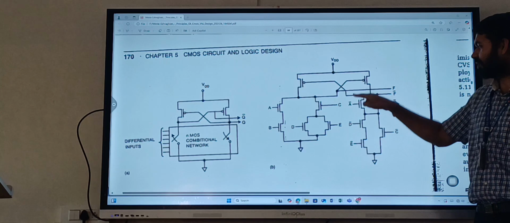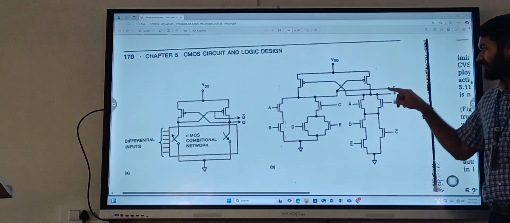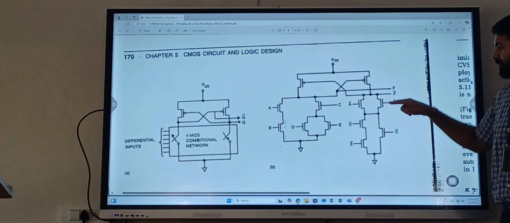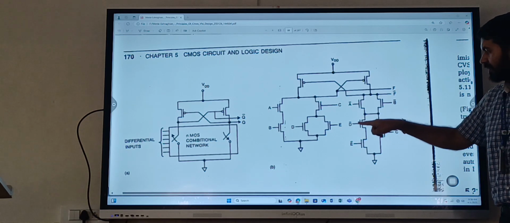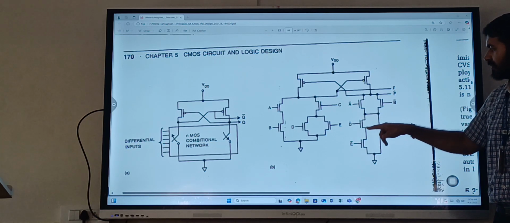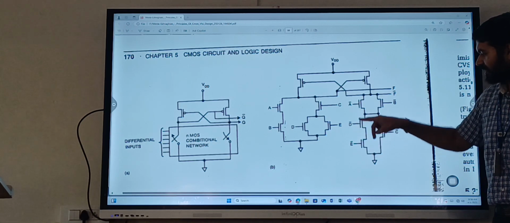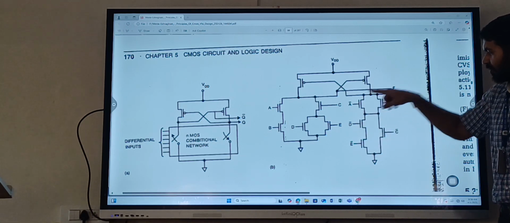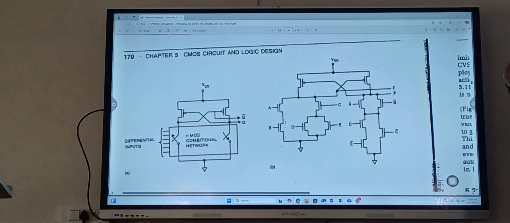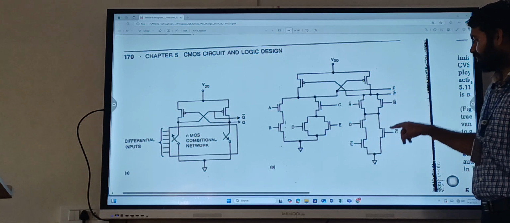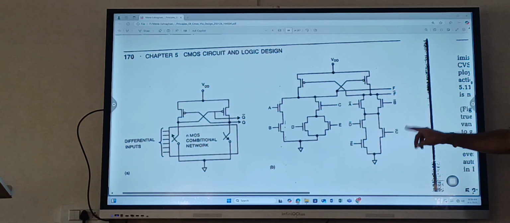So here the output of this logic I will get A dot B plus C into D plus E bracket close, whole bar. Here there is a double bar, so we can use directly the same equation. So the output of this one will be AB plus C into D plus E.